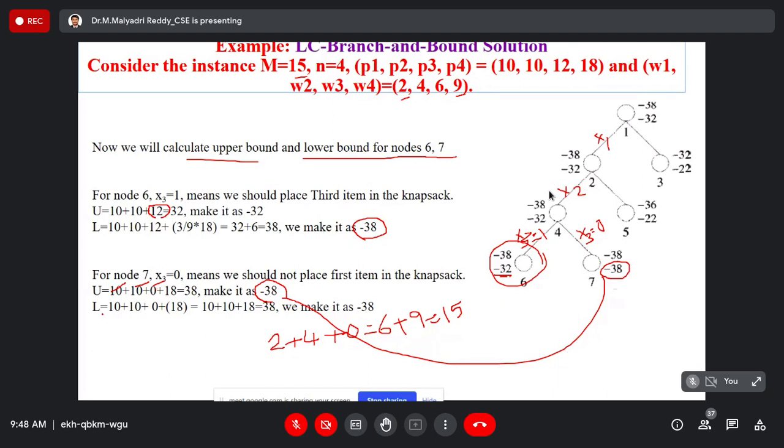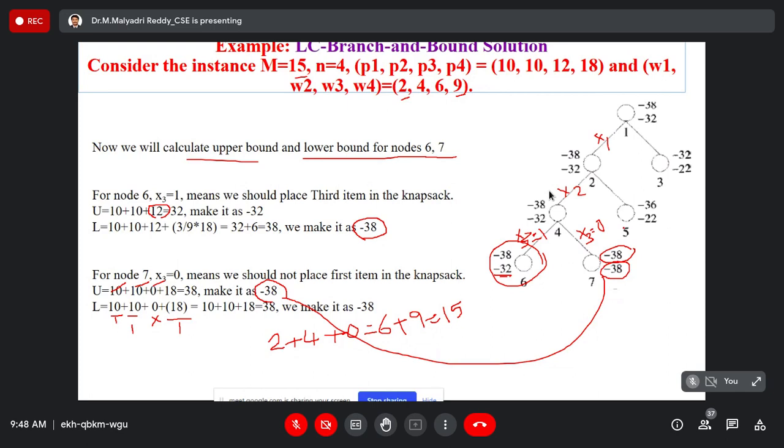The corresponding upper bound is also 10 plus 10. First object is included, second object is included, third object is not included, and the fourth object can completely be inserted. 10 plus 10 plus 18 is equal to 38, which is the lower boundary of this function.